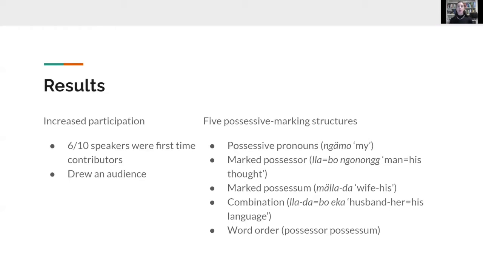The fifth strategy that was used was word order, where an unmarked possessor preceded an unmarked possessum. And that was the most common strategy for mostly inanimate types of objects.